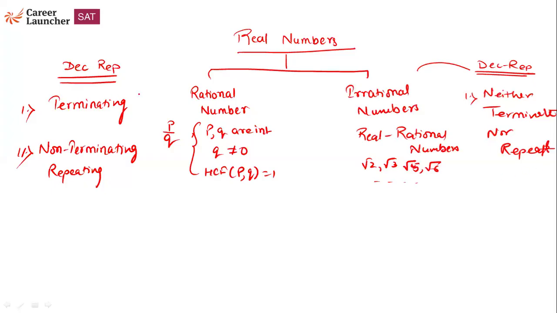Now, what do you mean by this? Let's take 1 by 2. What is 1 by 2? 0.5. That's it. It ends. If I talk about non-terminating repeating, 4 by 3. It's 1.3333 and so on. It doesn't terminate, but it repeats. But if I consider root 3, this is 1.732 something, something, something, and so on. It will neither terminate nor repeat. Clear till here?